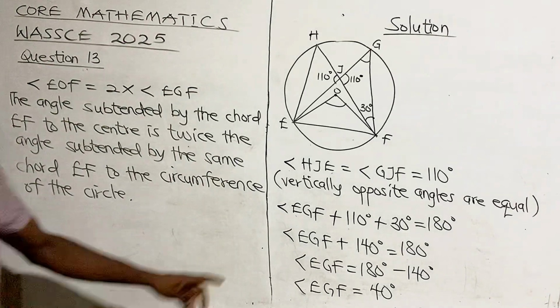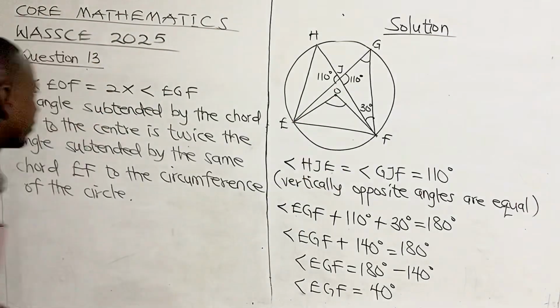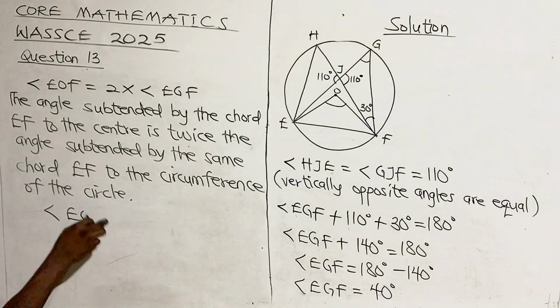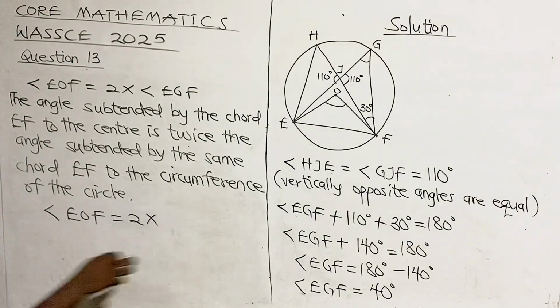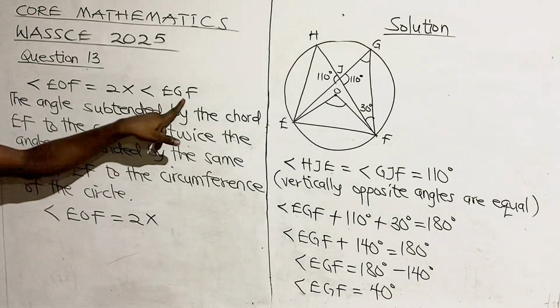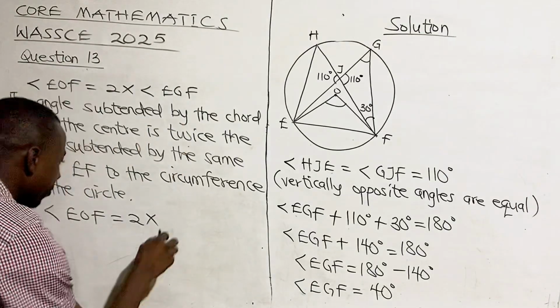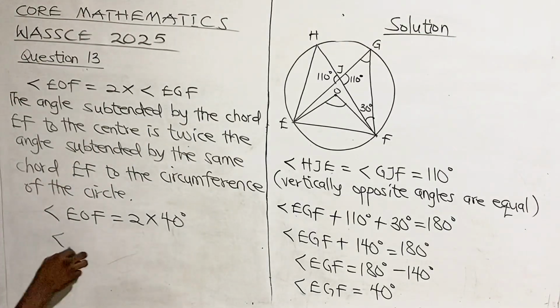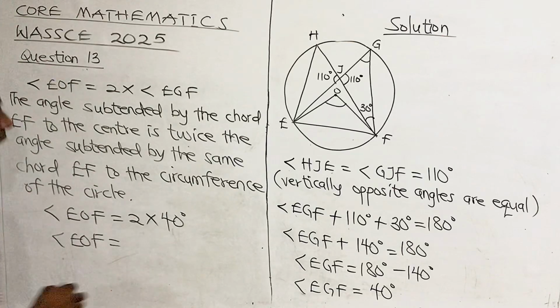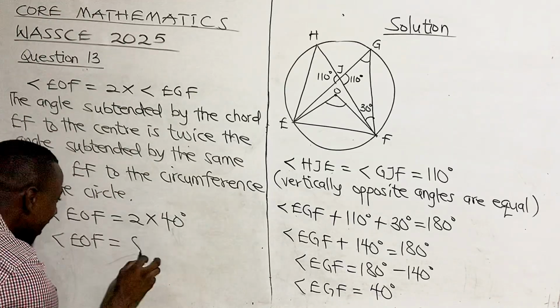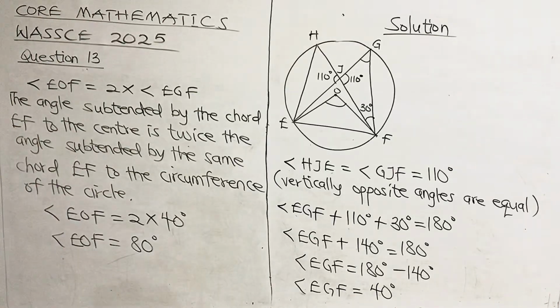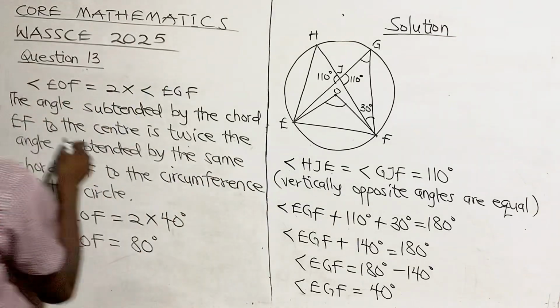So my viewers, the angle EOF is going to be 2 multiplying angle EJF. We have EJF to be 40 degrees. So we are going to get our answer to be 2 times 40. And we all know that 2 times 40 is 80 degrees. And this answers the first part, I.